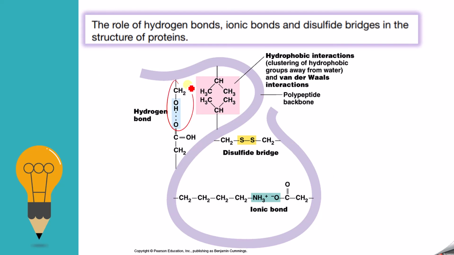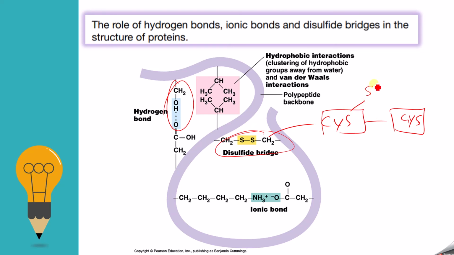So here, hydrogen bond, and here's disulfide bridges, which is between, specifically, you don't need to know this, two cysteine amino acids. These cysteine amino acids contain an element called sulfur, and sulfur forms covalent bonds with another sulfur, and that creates a disulfide bridge. And then you've got ionic bonds, and that's to do with opposite charges on different amino acids.